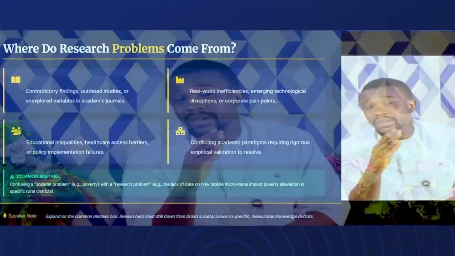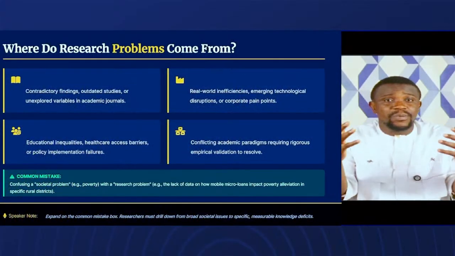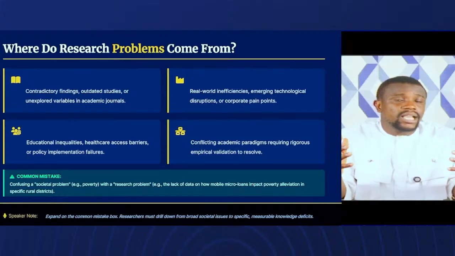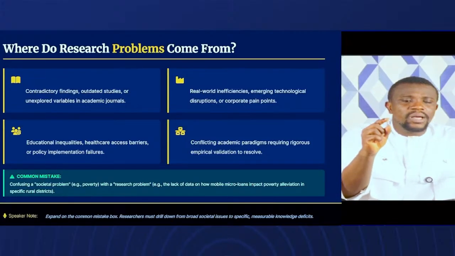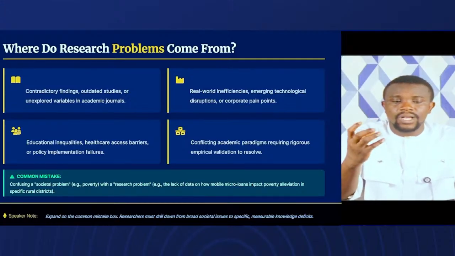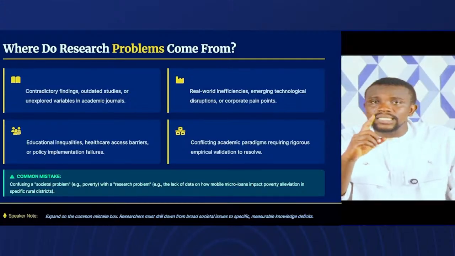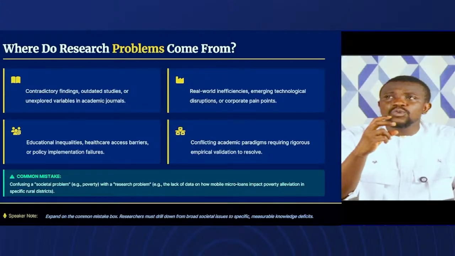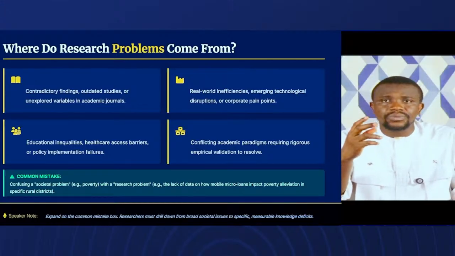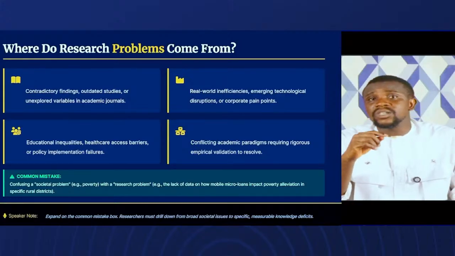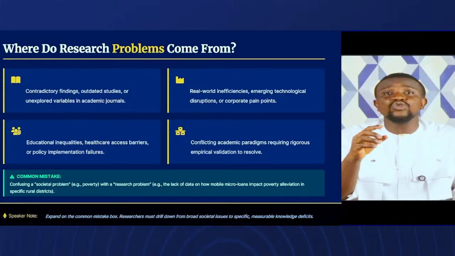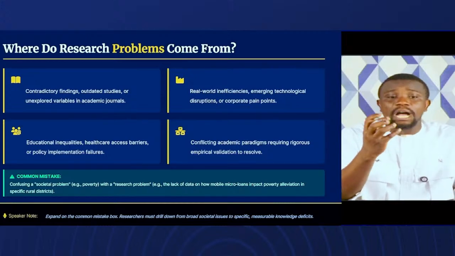Now, let's go to this aspect. Where do research problems come from? And I believe this is the question in the heart of people that are watching this class. Where do research problems come from? Please understand, why do you think we do literature review? The primary reason why we do literature review is to be able to identify gaps.